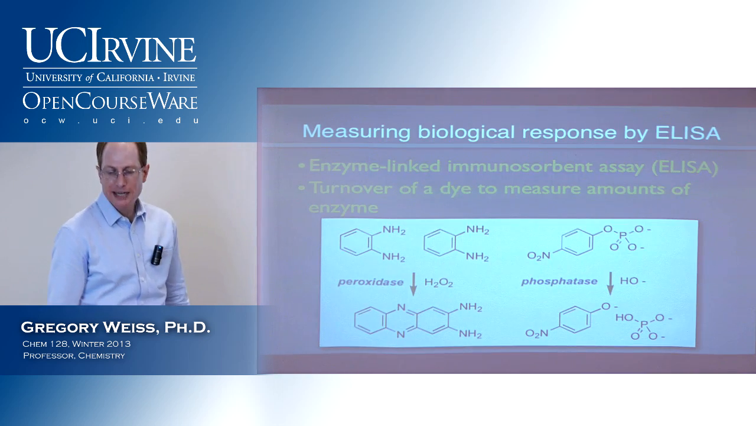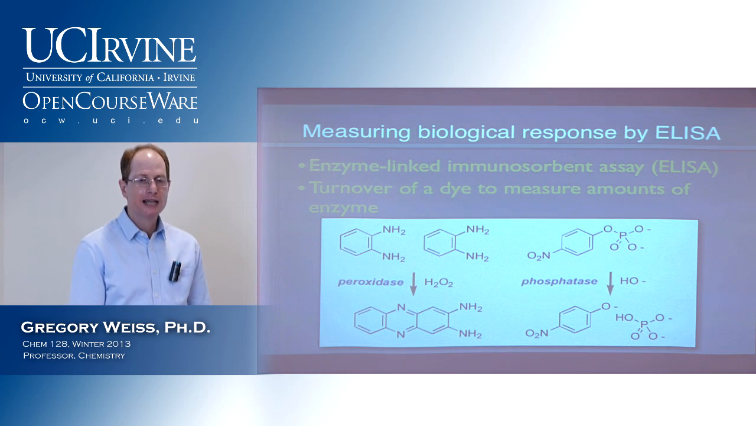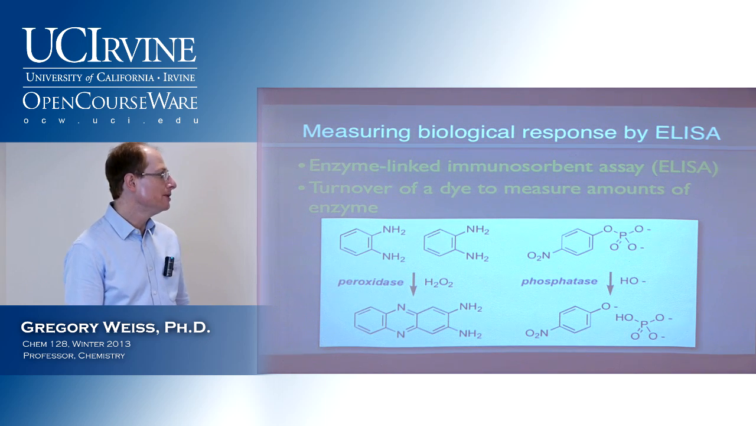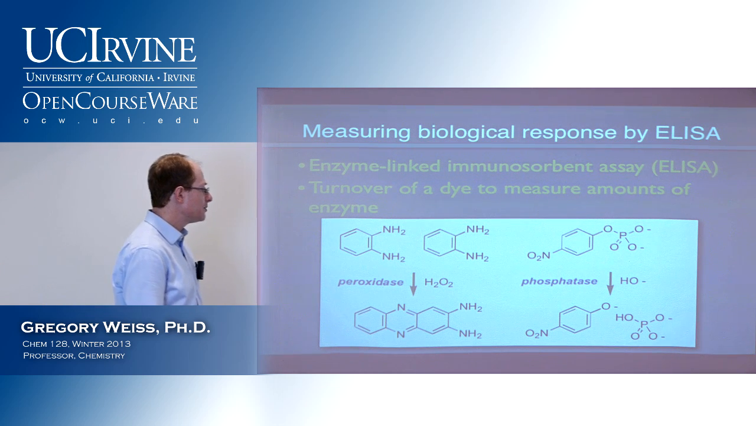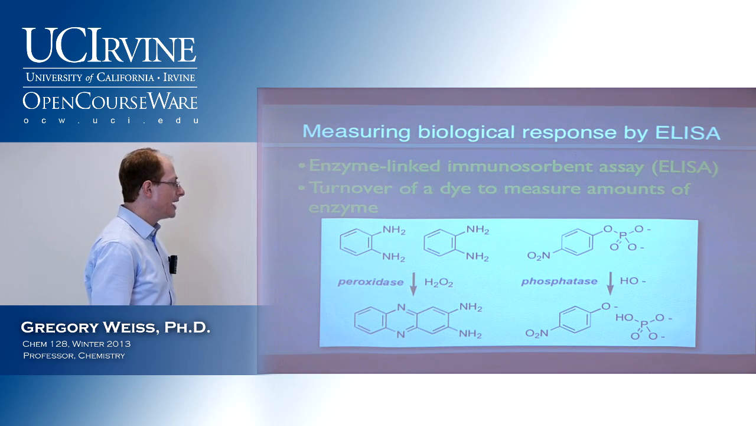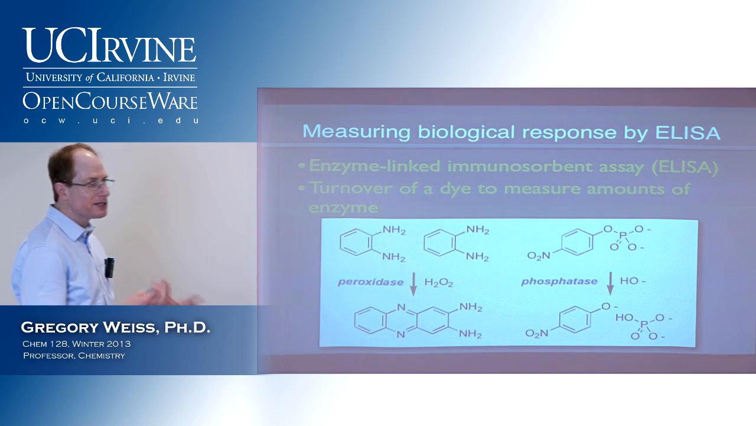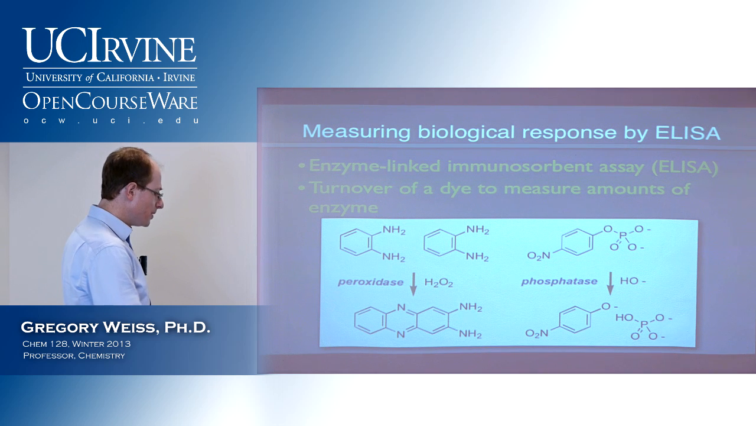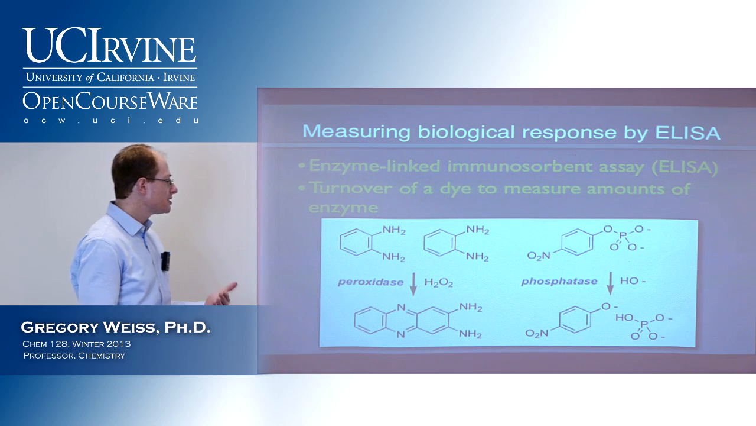Let's talk about how you measure biological response. Oftentimes in chem bio laboratories, this is measured using an ELISA, an enzyme-linked immunosorbent assay. Before I can tell you how that assay works, I need to tell you about some reactions that are catalyzed by enzymes. There are two enzymes that are the workhorses for chem bio laboratories. One is called peroxidase, the other is phosphatase. These are reliable enzymes that catalyze reactions that lead to turnover of dye molecules.